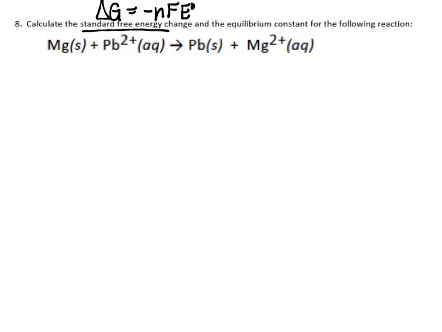So what equation do we need to calculate the equilibrium constant? Negative RT ln K. Some of you guys forgot that it was negative RT ln K. So delta G is equal to negative RT ln K. Okay.